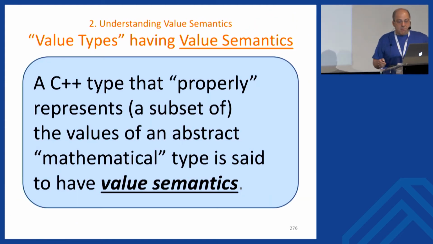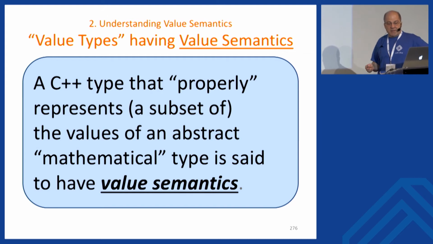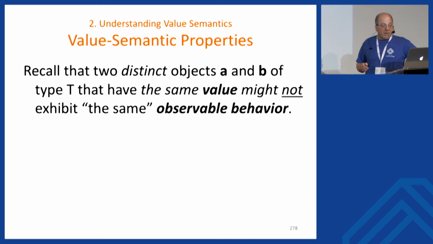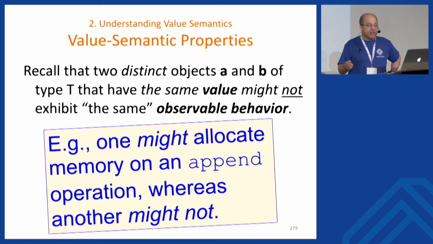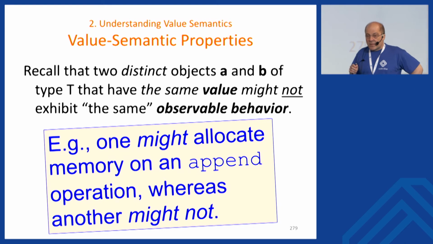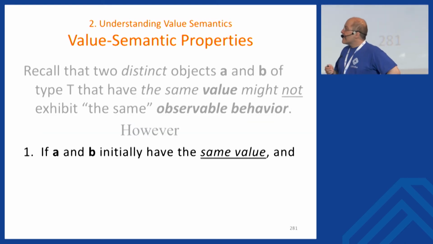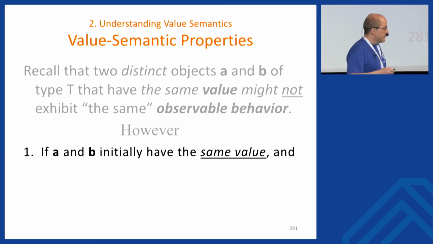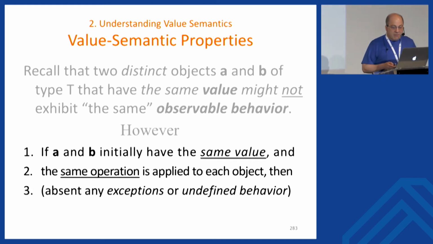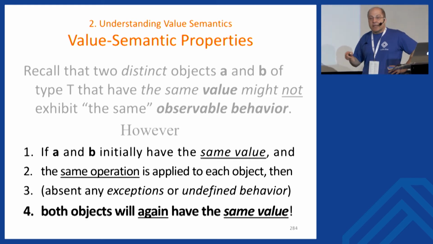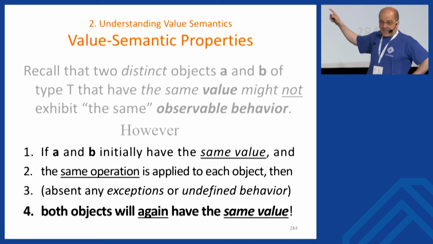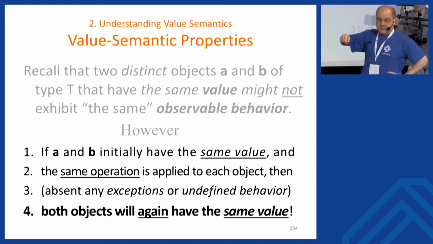All right, a C++ type that properly represents a subset of the values of an abstract mathematical type is said to have value semantics. Properly, what do we mean by that? Recall the two distinct objects A and B of type T that have the same value might not exhibit the same observable behavior. E.g., one might allocate and one might not. But that's not what we're talking about when we're talking about value. If two objects initially have the same value, represent the same value, and we apply the same operation to both, then unless something blows up, they will again have the same value, otherwise they never did. That's what you need to know. If that's not true, your code is broken.